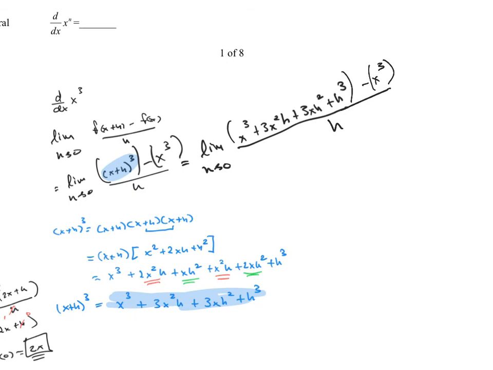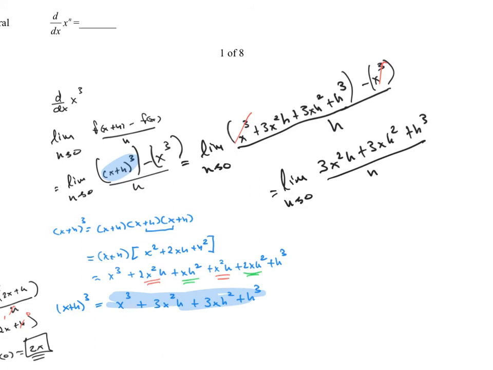Look what happens in the numerator. The x cubes canceled. So this is equal to the limit as h approaches 0 of what's left on top, which is 3x squared h plus 3xh squared plus h cubed. All of this is over h.